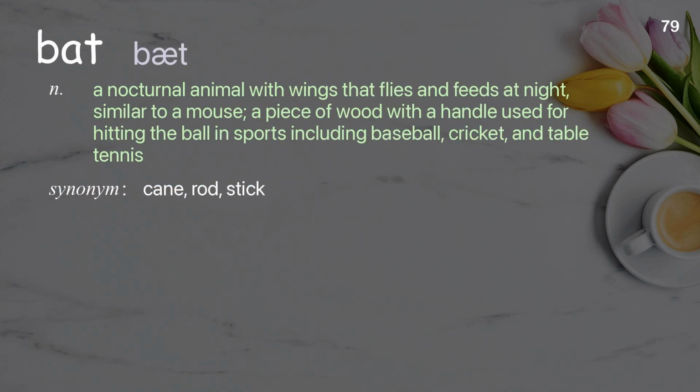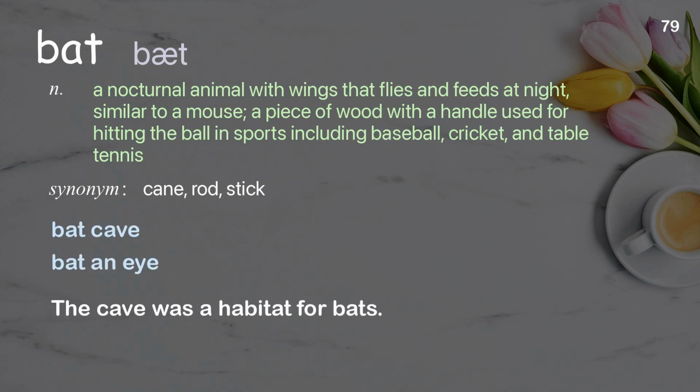Bat. A nocturnal animal with wings that flies and feeds at night, similar to a mouse; a piece of wood with a handle used for hitting the ball in sports including baseball, cricket, and table tennis. Examples: Bat cave. Bat an eye. The cave was a habitat for bats.